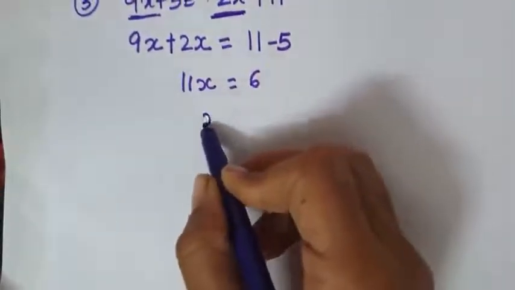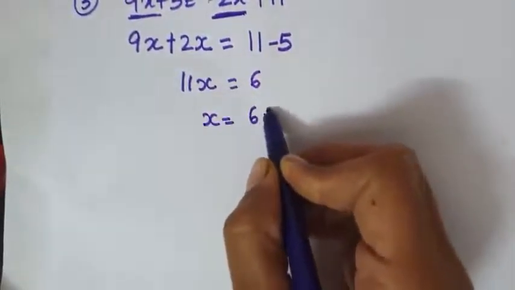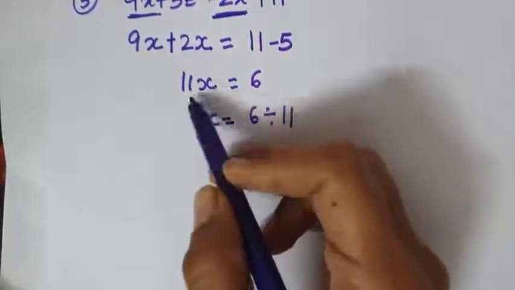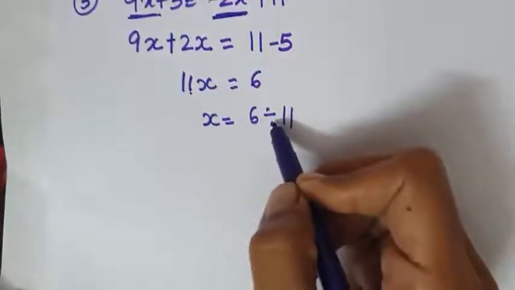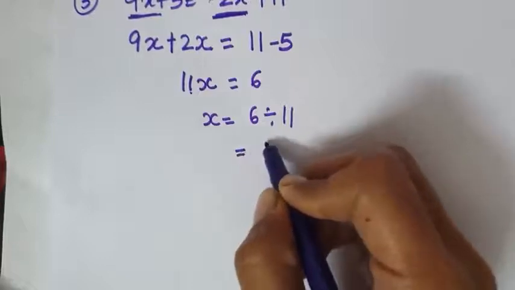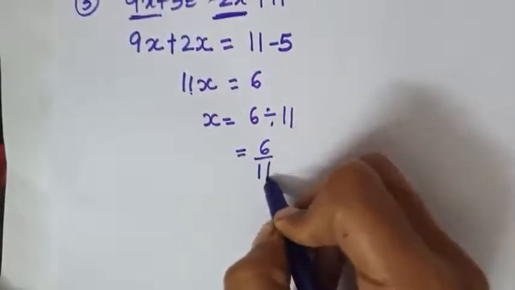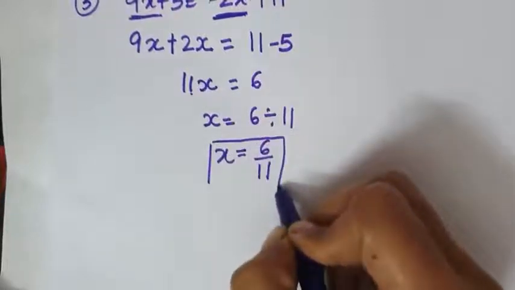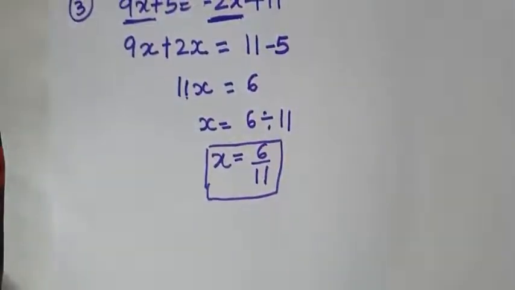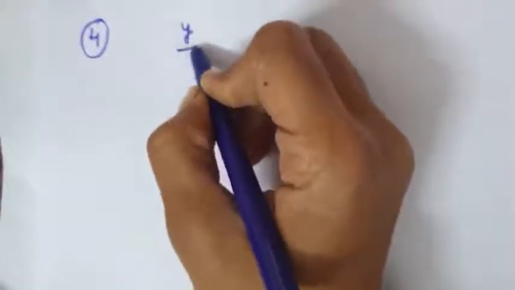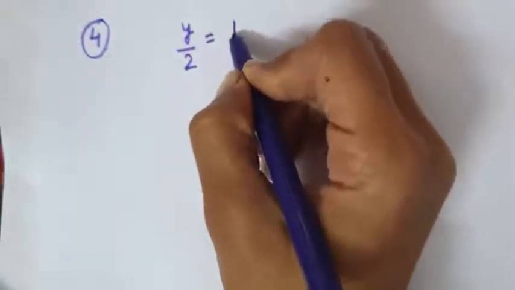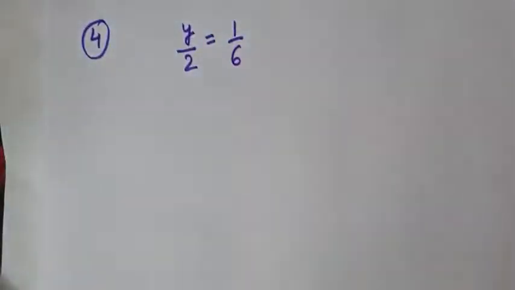So finally we get 6 divided by 11. Clear now? 11 is getting multiplied. So on shifting it will get divided. So we can write this answer like 6 upon 11. So your answer is x is equals to 6 upon 11. Now the next question is, we have to solve for y. Solve for y means we will find the value of y.